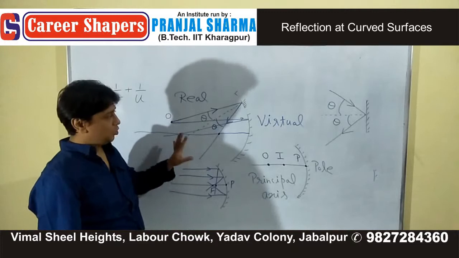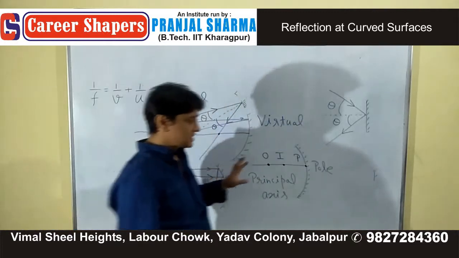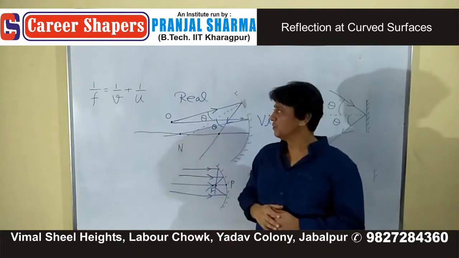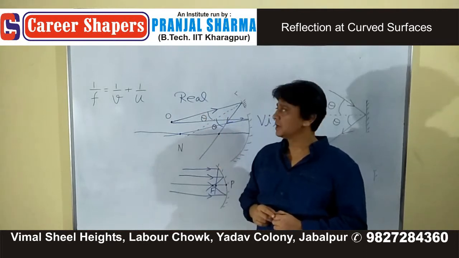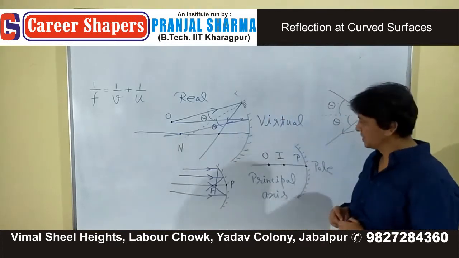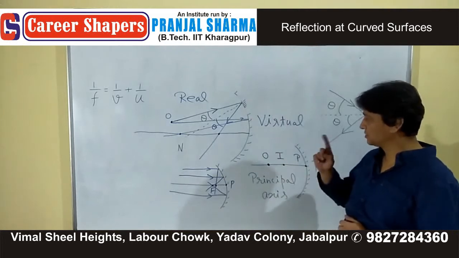So, I hope this much part is clear, and now we'll start developing the mirror formula, which is the relationship between focal length, image distance, and object distance taken with proper sign. Just note down this much and then we'll start developing this formula.